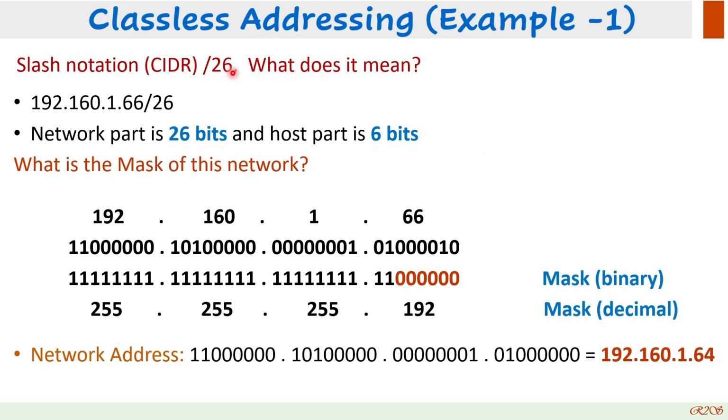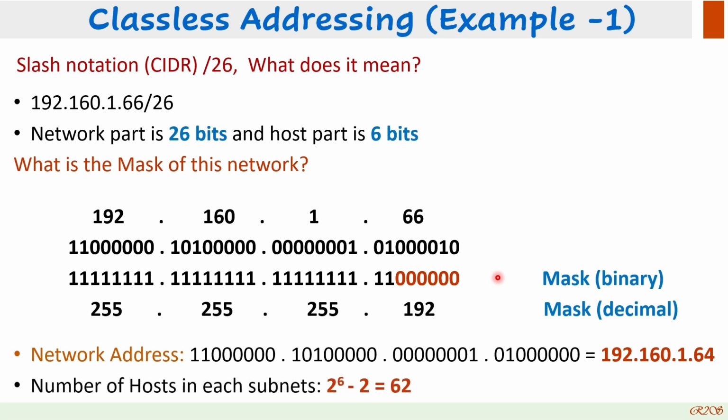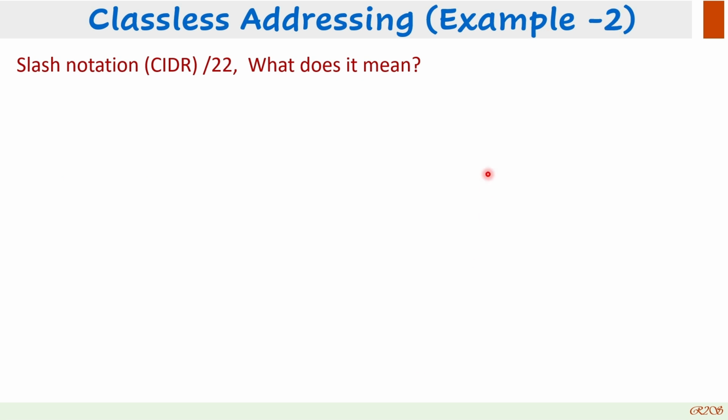If we go by the default network in class C, it would be 192.160.1, but now that we are using classless addressing, the network address is 192.160.1.64, and the mask is 255.255.255.192. The number of hosts in each subnet is 2 to the power 6 minus 2, which is 62. That means we are not counting the broadcast address and the network address, which is why we subtract 2. So that is 62.